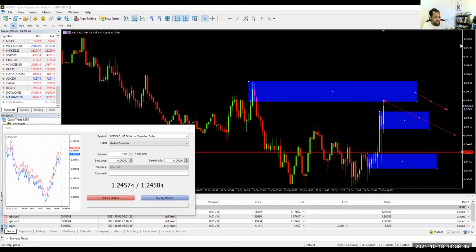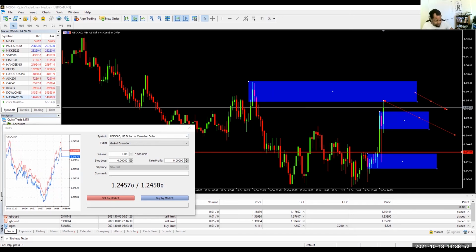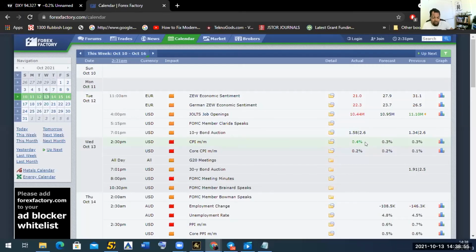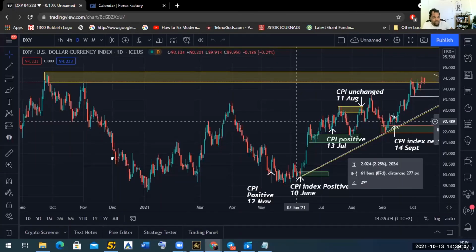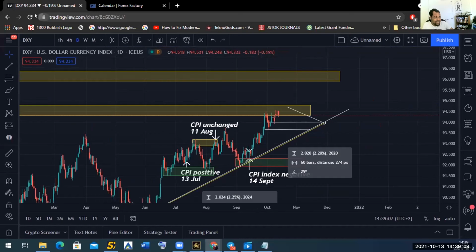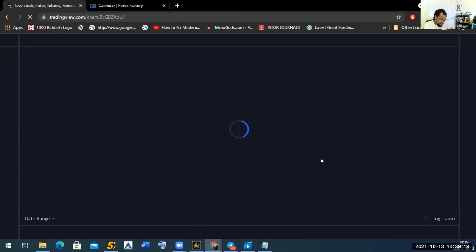So what did I want to show you? I wanted to show you the final results on Forex Factory, which took their sweet time. Month to month is 0.4%, so we beat the forecast, and the core did not change as well. That's positive. So the dollar is going to rally, and if you look carefully, DXY was already sitting inside a supply. So we expect the supply to hold, or a glass effect.